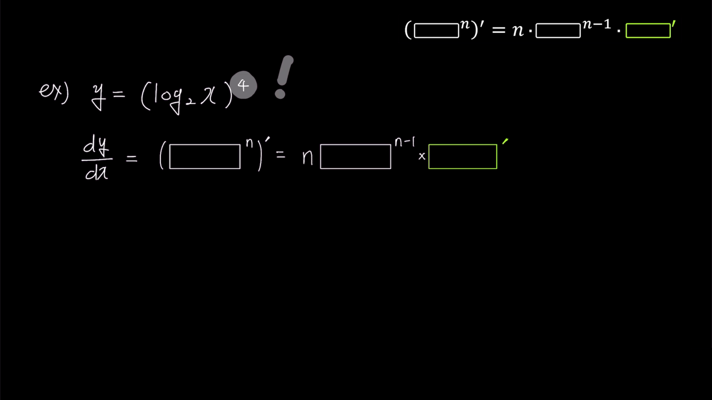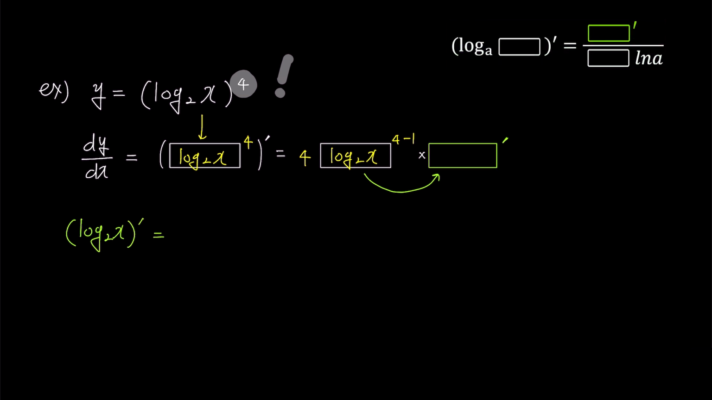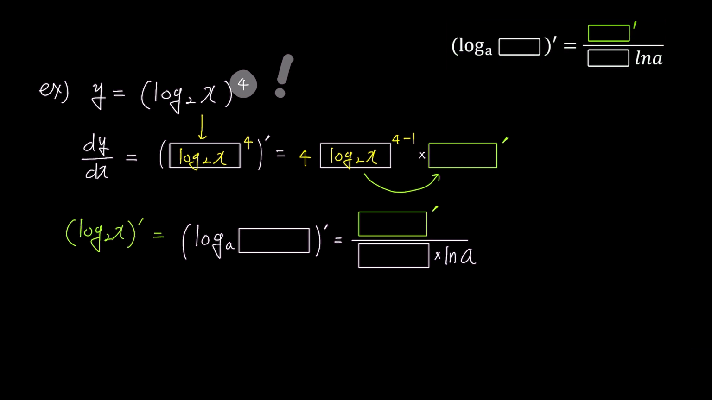Looking at the problem, we can see that the box should contain log base 2 of x, and we'll change the exponent n to 4. Similarly, we'll change the n value in the formula on the right to 4, and we'll substitute 4 minus 1 for the exponent of the box, which becomes 3. We'll also put log base 2 of x in the box, just like on the left side. Finally, we'll place a differentiated term of this box directly into the adjacent green box prime. Let's bring back the formula we used for differentiating logarithmic functions.